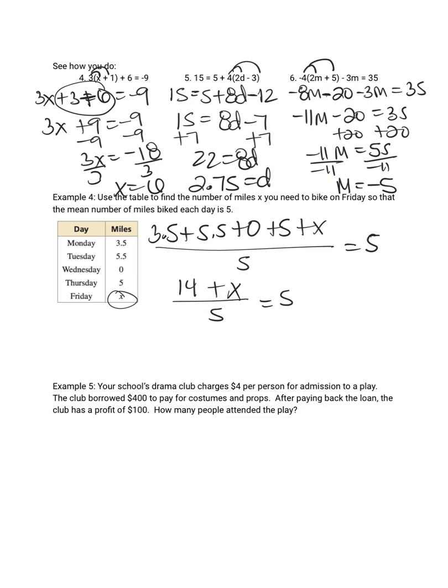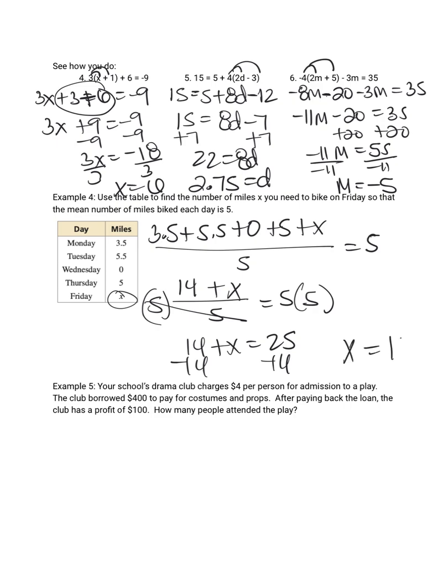So to get rid of this 5 in the denominator, we're going to multiply by 5. That's going to get our 5s to be 1. And then we've got 14 plus x equals 5 times 5. Let me slow down. 5 times 5 is 25. And then we want to subtract 14. And then x is going to equal 11. So we need to go 11 miles for our average to be 5 on Friday.